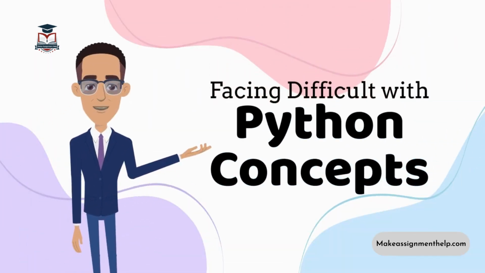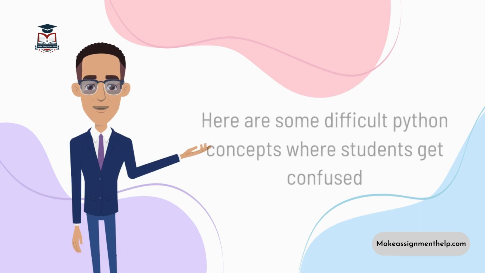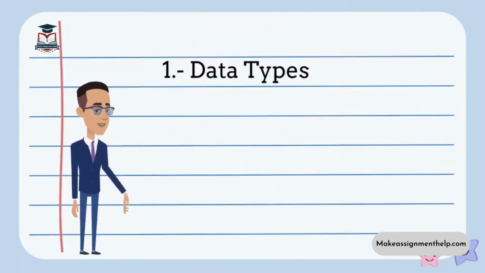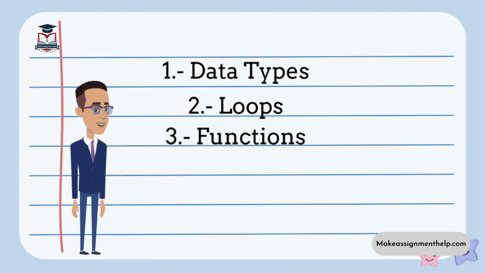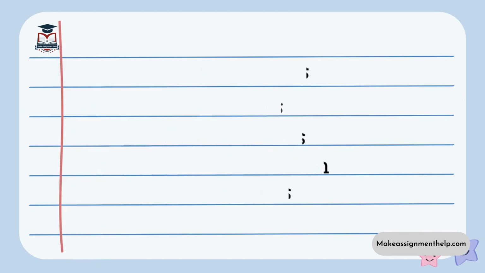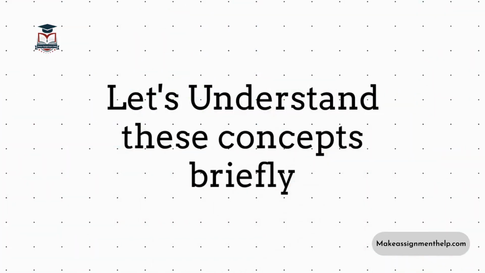Facing difficulty to understand Python concepts? Here are some difficult Python concepts where students get confused: data types, loops, functions, file operation, and the classes. Let's understand these concepts briefly.